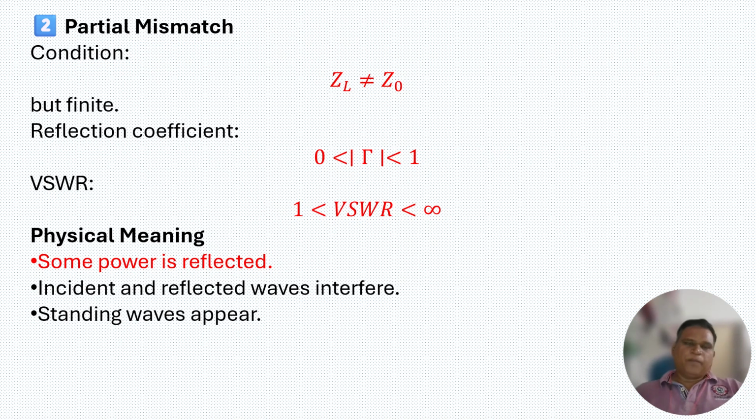For a partially mismatched line, where ZL is not equal to Z0, the reflection coefficient value varies from 0 to 1. The VSWR value varies from 1 to infinity. The physical meaning of partial mismatch of the transmission line is that some power is reflected back. Incident and reflected waves interfere, and a standing wave appears.